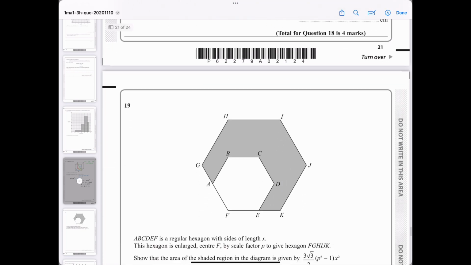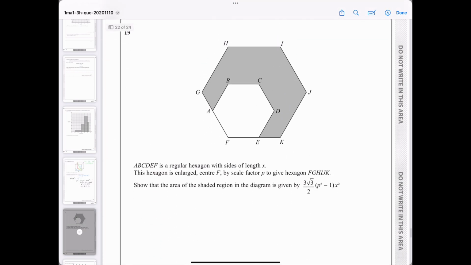Right, okay, here we have two hexagons, one within the other. So A, B, C, D, E, F is a regular hexagon with sides of x. And this hexagon is enlarged from centre F by a scale factor of P to give us this. Show that the area of the shaded region in the diagram is given by, gosh.